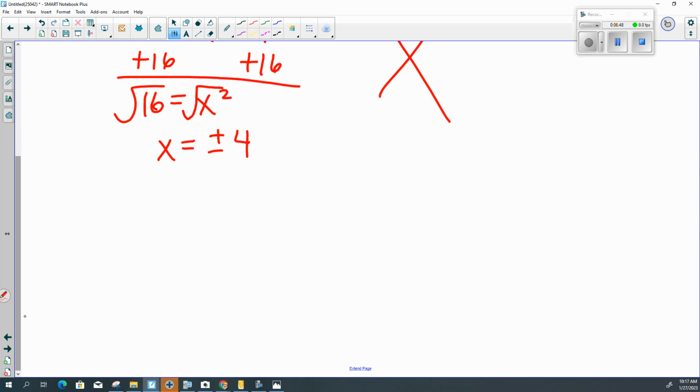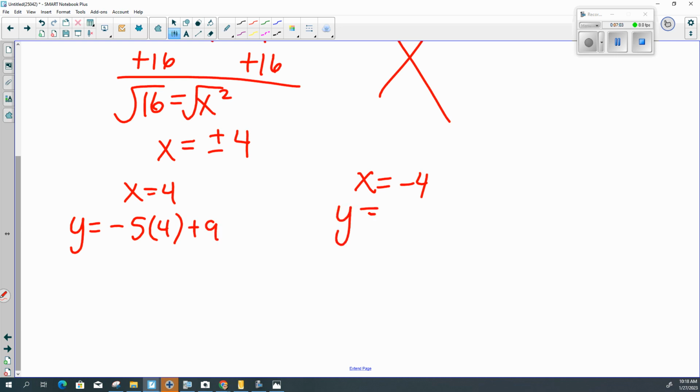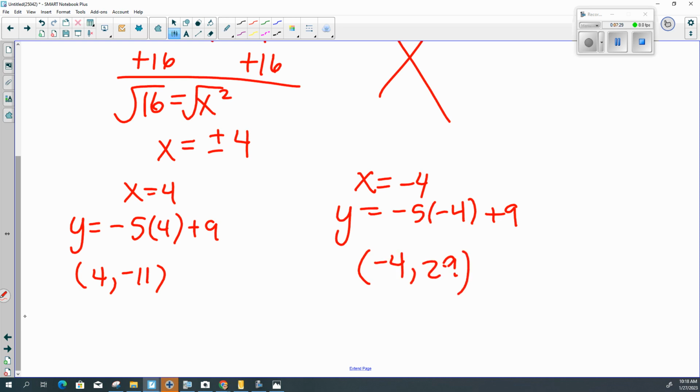And then from here, we take x equals 4, x equals negative 4, and plug it back into the linear equation. So y equals negative 5x plus 9, and y equals negative 5x plus 9. Oh, I don't know why I wrote negative 20. I think I multiplied it in my head. And you would solve those out. So this is what it would look like if you have two solutions. We've done a couple of examples of what it would look like if it's imaginary solutions or no solutions.